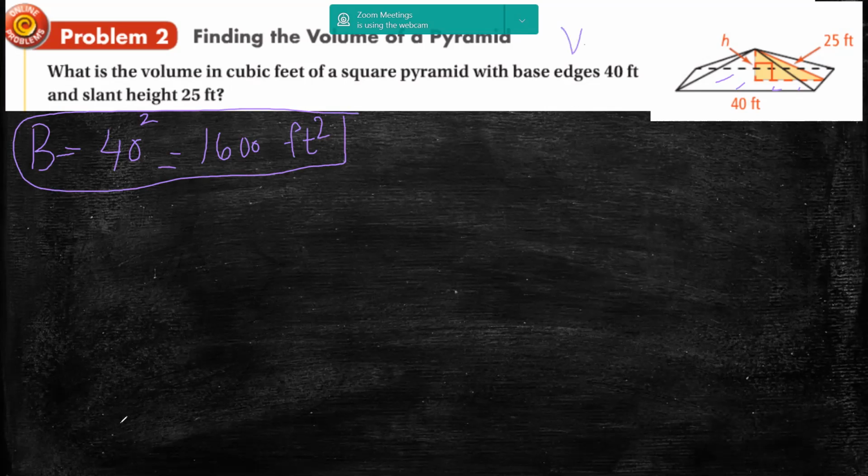Now, the volume of the pyramid is a third B times H. So I also need the height. Now look here. I don't have the height. I have the slant height. So I need to find the height.